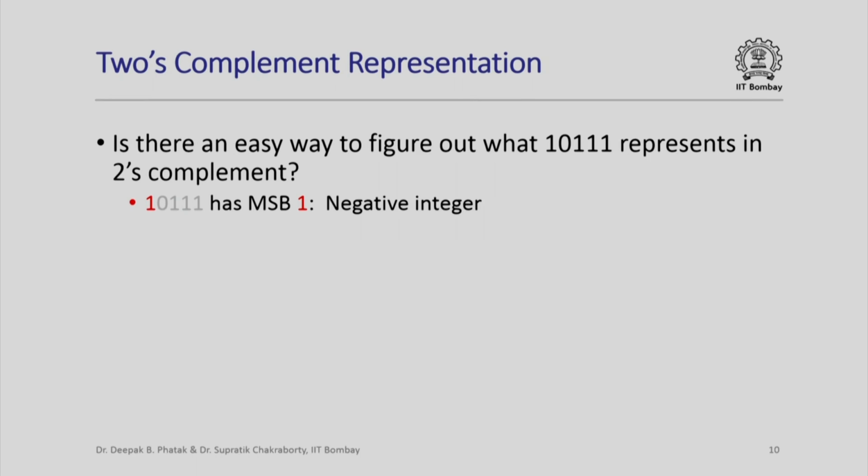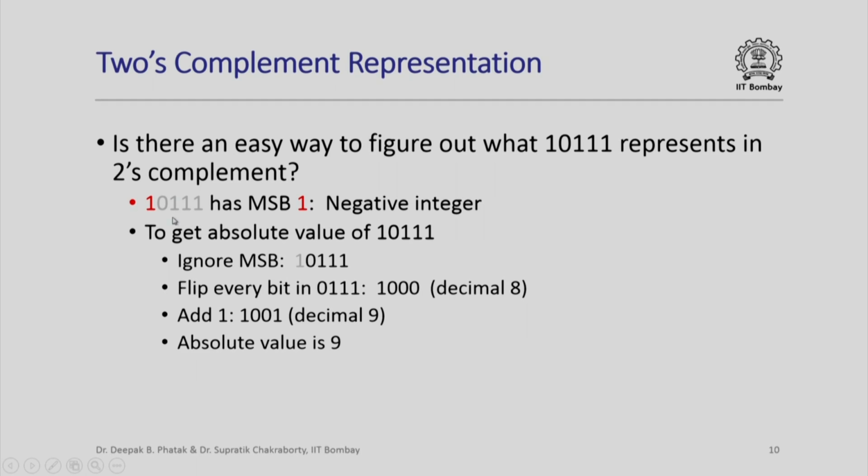So you first look at the MSB, and the MSB here is 1, which means the number is a negative number. Then to get the absolute value of the number, you ignore the MSB and look at the rest of it. So in this case it's 0111. The first thing you do is flip every bit in this part which you obtain after ignoring the MSB. So 0111 with every bit flipped becomes 1000. This process is also called taking the ones complement. So 1000 is the ones complement of 0111, and this, as you would recognize, represents the decimal number 8.